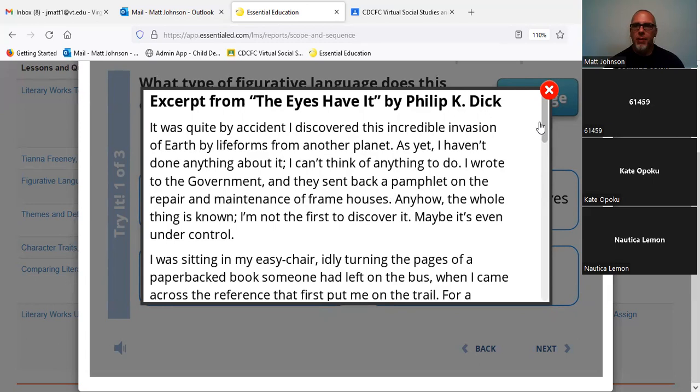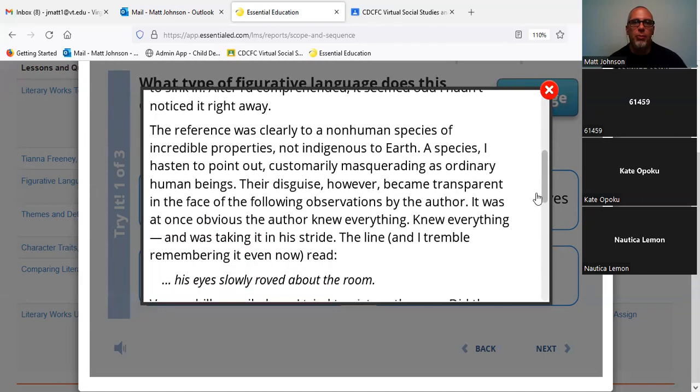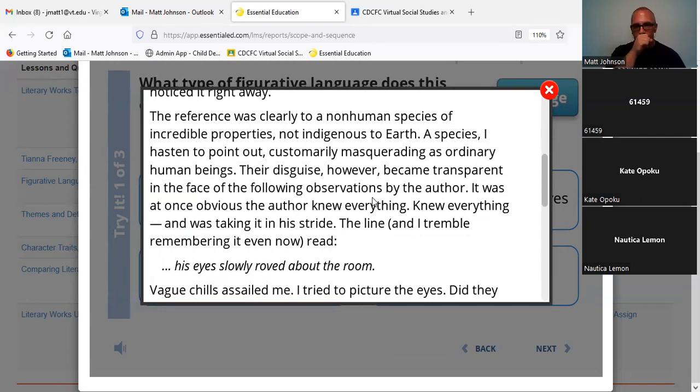I was sitting in my easy chair, idly turning the pages of a paperback book someone had left on the bus when I came across the reference that first put me on the trail. For a moment, I didn't respond. It took some time for the full import to sink in. I'd comprehended. It seemed odd I hadn't noticed it right away. The reference was clearly to a non-human species of incredible properties, not indigenous to Earth. A species, I hasten to point out, customarily masquerading as ordinary human beings. Their disguise, however, became transparent in the face of the following observations by the author.